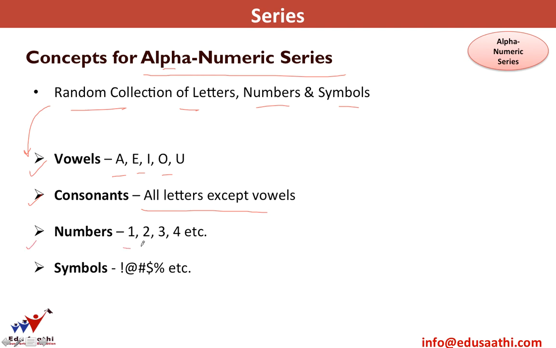Numbers are like 1, 2, 3 and 4. And symbols are like this exclamation mark, @ sign, a hashtag, dollar, percentage, etc. This is the only literature you need to know for alphanumeric series. We'll look at a few questions.